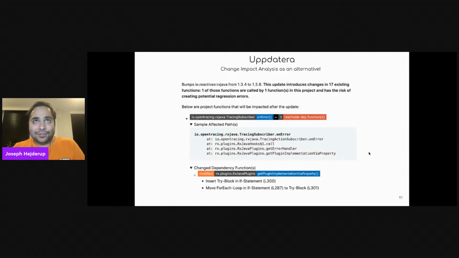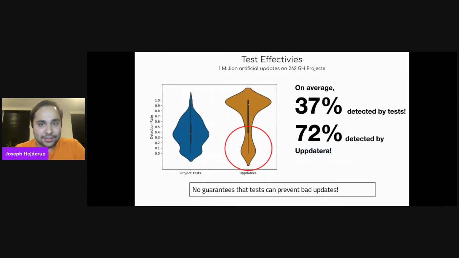When I run the tool, this is the report that you would get on GitHub. I actually did a study a long time ago online. In this case, it's an update of the RxJava library from 0.4 to 0.8. The report says the update introduces changes in 18 existing functions, and one of those functions is called by one function in a project, which has the risk of potentially creating some kind of regression error. I then put there, for example, the call paths and the changes, basically the diff.